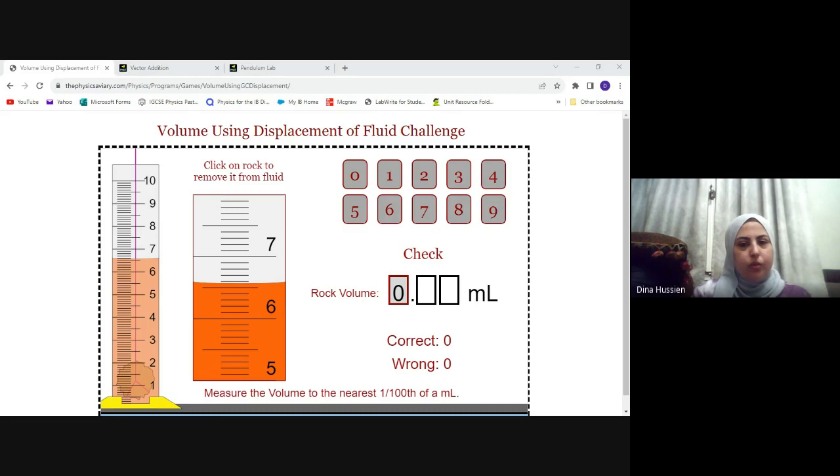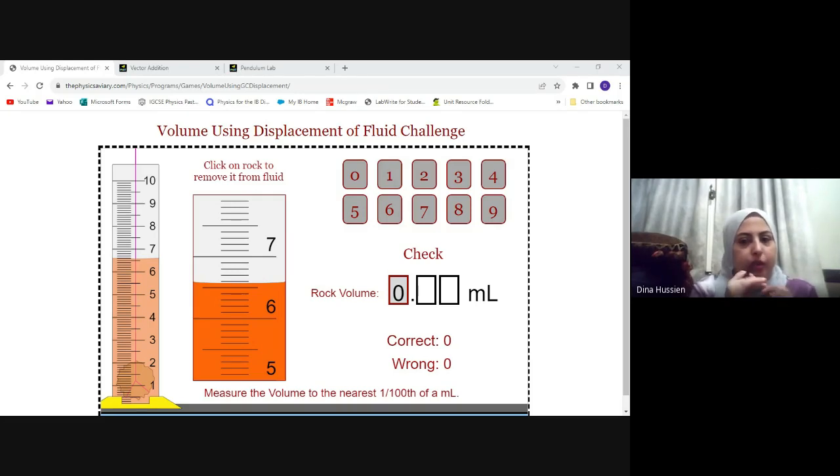Okay, what's a precaution for this? Excellent. This is one: keep your eyes at the same level as the liquid. This is one precaution, then keep your eyes at the same level and perpendicular to the liquid. Thank you so much. What else? Be aware of the meniscus. Thank you so much. What else?